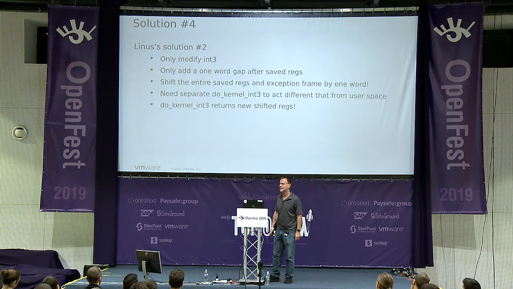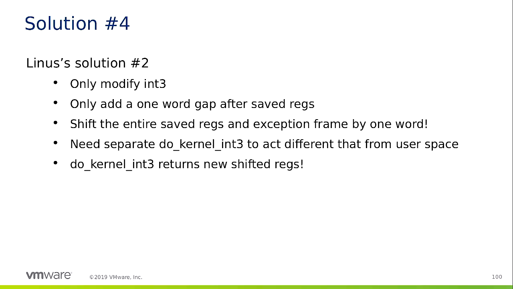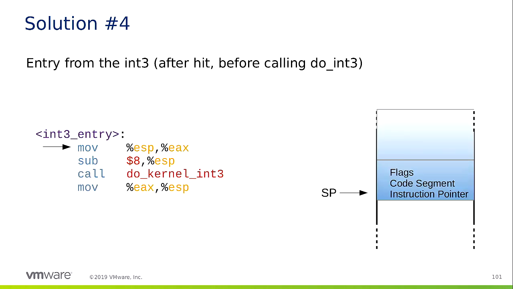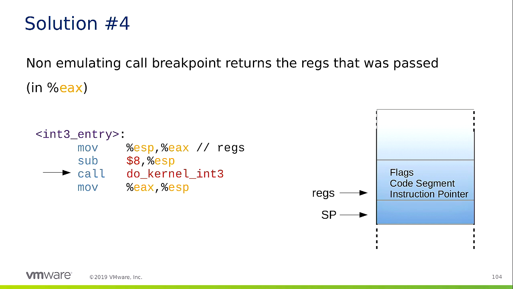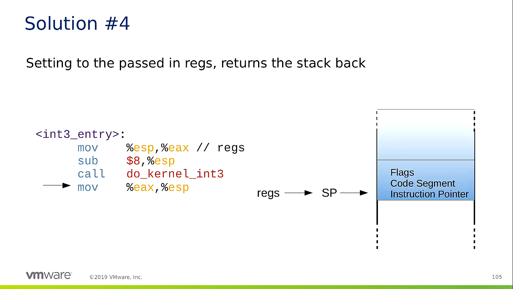But he wasn't done yet. He came up with solution four: only modify the int three. He says, you know, it's only int three that's our issue. Let's just modify that. Basically, he was trying so hard not to modify 32-bit code that he started to make the 64-bit code look worse. So what he wanted to do was, instead of this little trick where we have the flags on 32-bit, let's put extra space after the flags, and we have a special do int 3 caller, and it would return basically the regs that were passed to it back, and then that's what it would change the stack to.